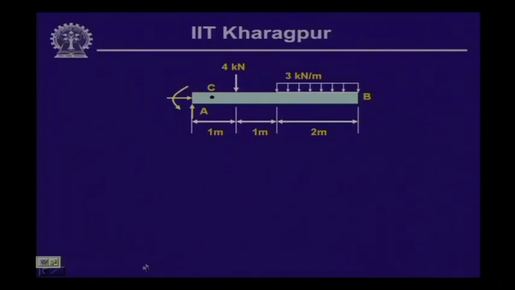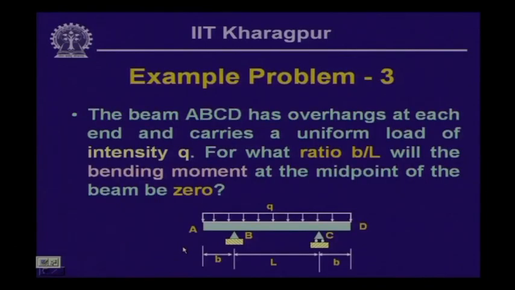Well, we have another problem in which the beam ABCD has overhangs at each end and carries a uniform load of intensity Q. For what ratio b by L will the bending moment at the midpoint of the beam be 0? So, you look into this problem, try to solve it, next time we will discuss it.